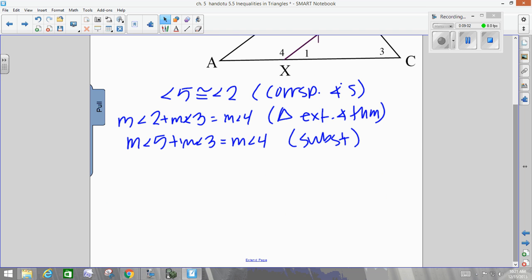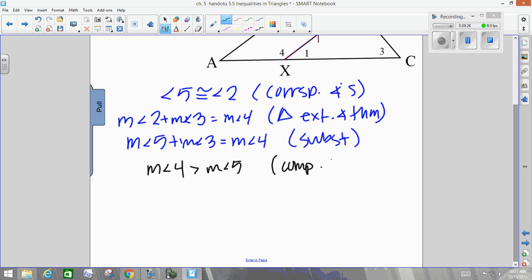How does that tell me that 4 is greater than 5? Yeah, it's the thing I skipped at the top, the comparison property of inequality. If you're going to add two things and get a third, this third one has to be greater than one of those two. So we could say that the measure of 4 is greater than the measure of 5 by our comparison inequality property. That works for me. It's like a little sketch of a proof because I got my steps on the left side, my reasons on the right in parentheses.